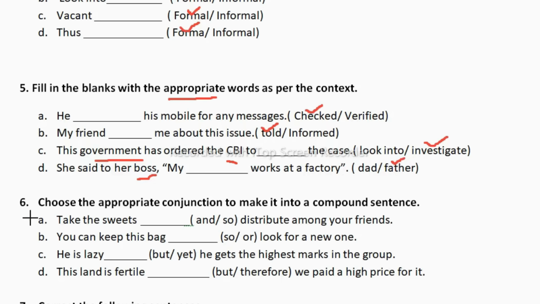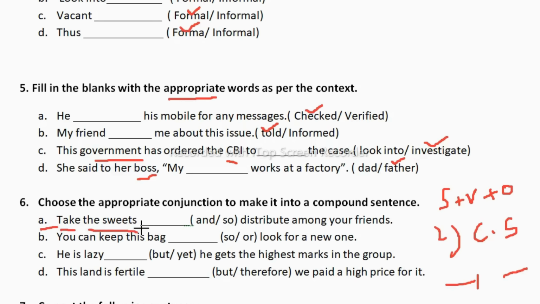Now, students, in the sixth bit, choose the appropriate conjunction to make it into a compound sentence. In the types of sentence, you have three structures: simple sentence, compound sentence, and complex sentence. Here, this sentence starts directly with a verb. Take is the verb and the sweet is the object. If no subject is there, you should imply the subject, meaning you only take the sweets. So the subject is not there, but you should imply subject, verb, object.